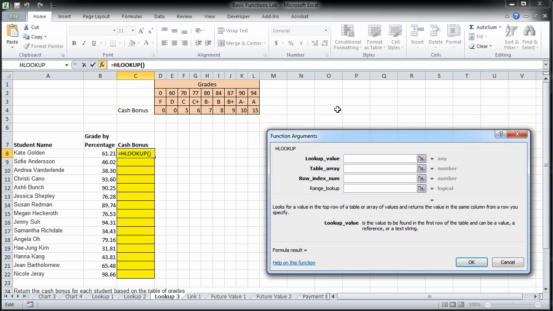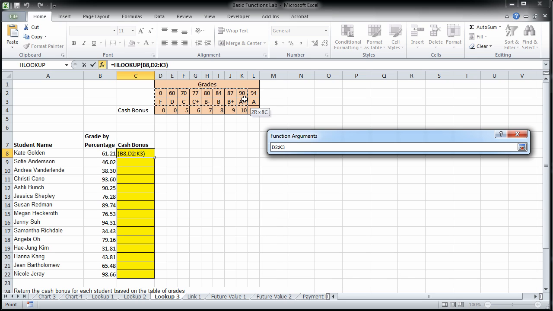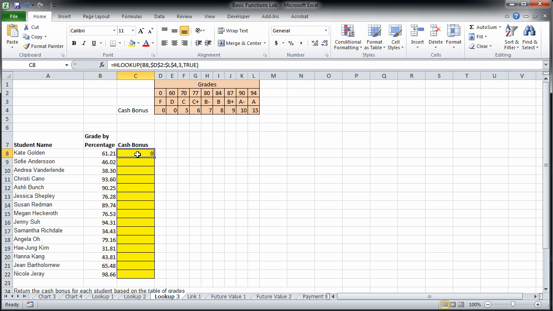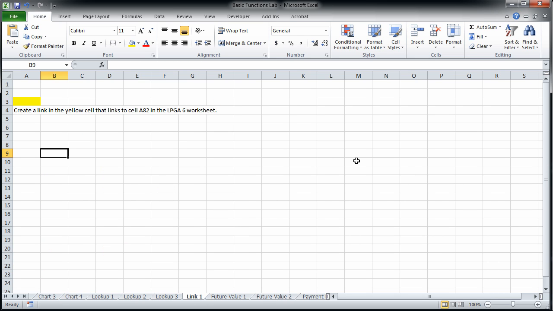Horizontal lookup. The lookup value is going to be that person's value, the table array. I'm going to choose the whole table minus the headings. This time I'm going to return 3, and I'm going to find a close match again. That person gets no money. They got a D. Next person shouldn't get any money, but the last person should get 15 bucks. Wow, not a lot of money down here. All right, let's move on to something else.